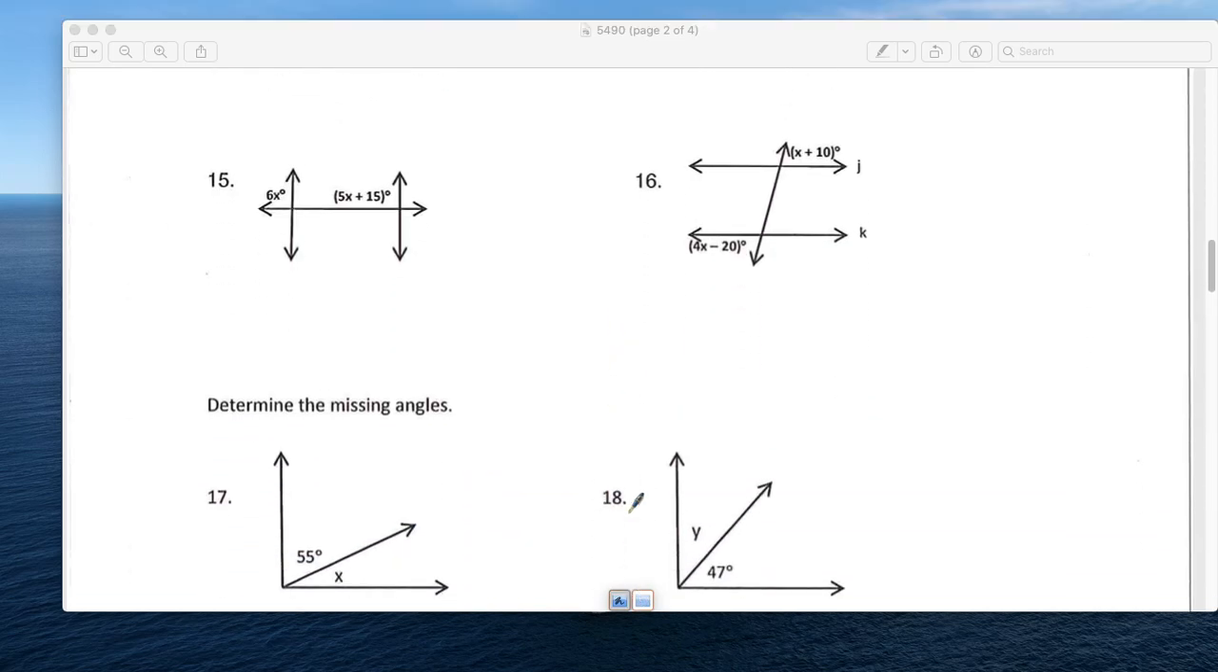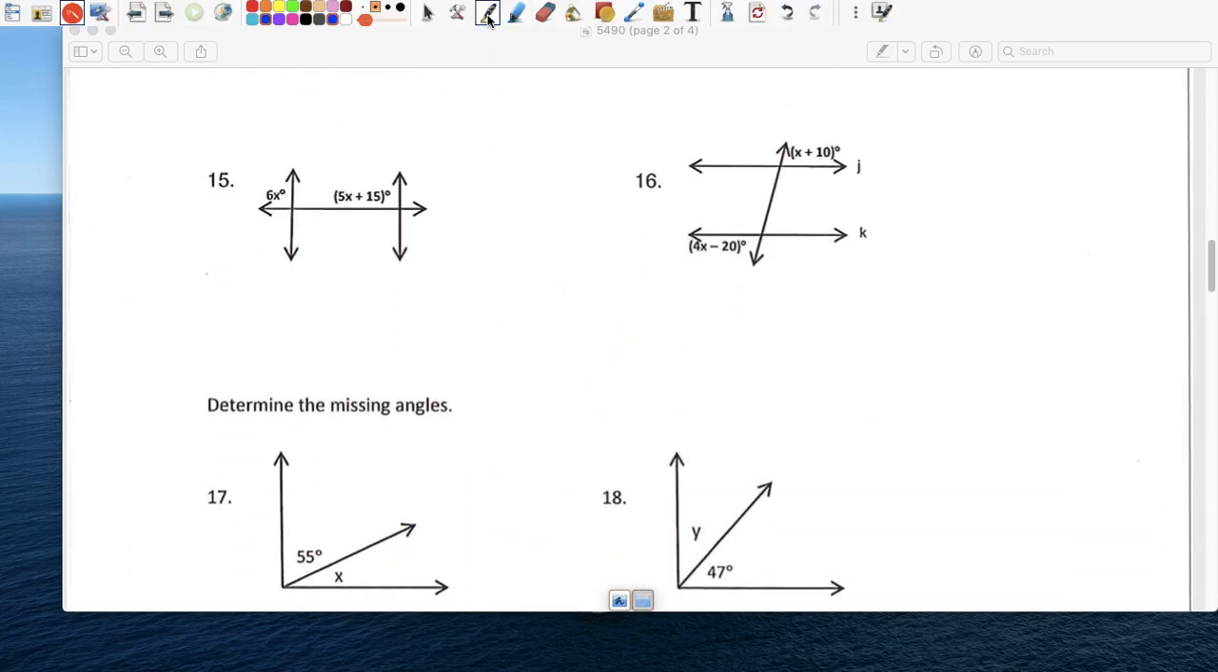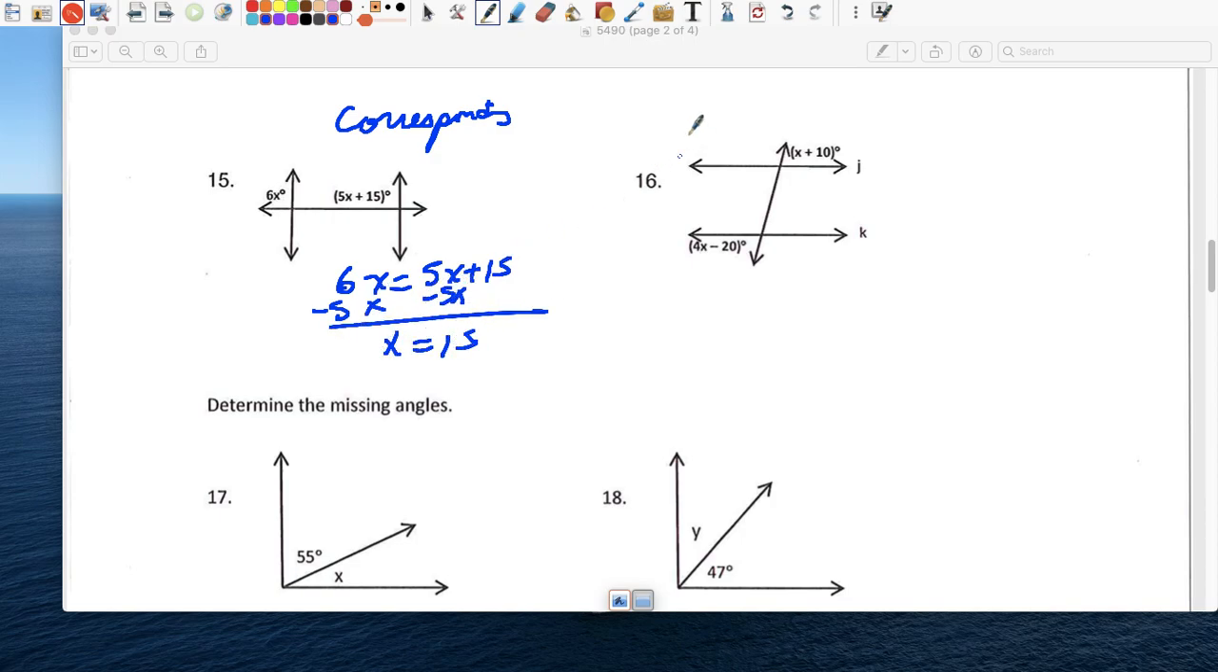Number 15, they're corresponding, right? So if they're corresponding, they're equal to each other. So again, let me write corresponding. So we get 6x equals 5x plus 15, right? They're equal to each other. So minus 5x, x equals 15. How easy was that? Come back here, 6 times 15, and that equals 90. And then this would be 5 times 15 plus 15, which is also equal to 90. And they had to be equal because they're corresponding.